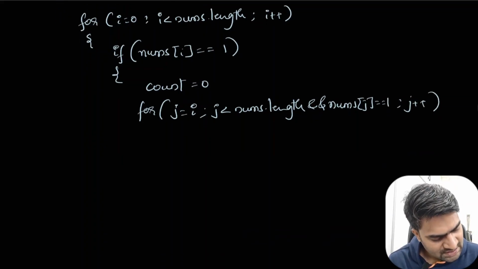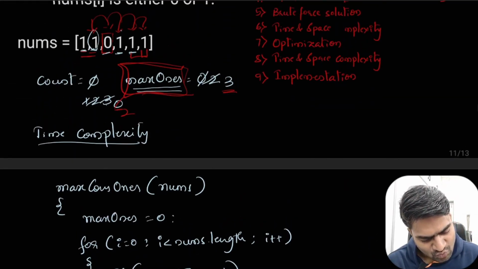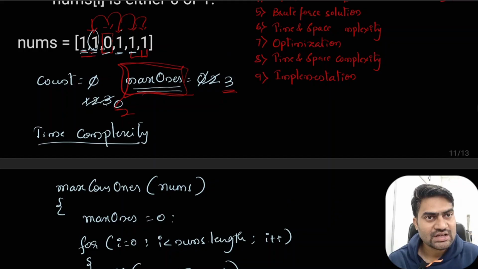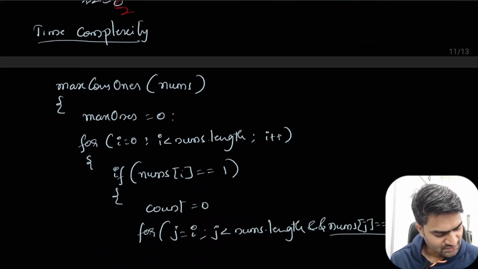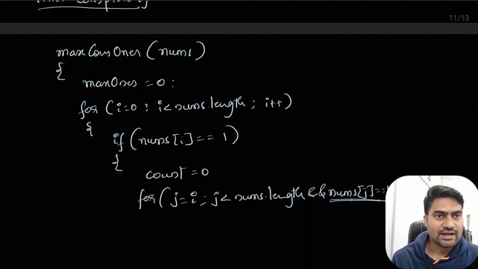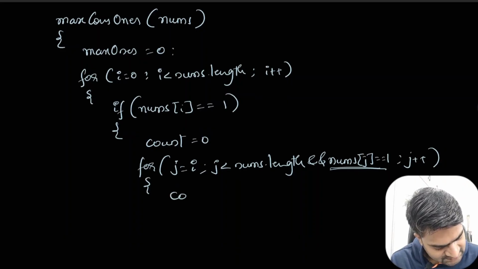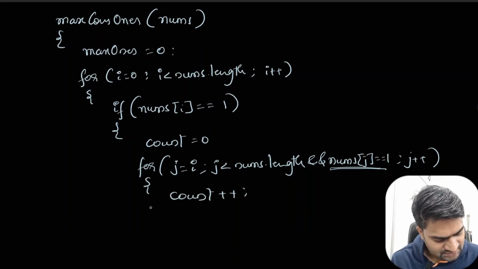So why nums of j equal to 1? Because we moved from here till here until the value is only 1. Till that point we moved. After that, we will stop whenever we get 0. That's why we also check along with j less than nums dot length, either j is exhausted or, until we get 1, we will continue. After that, we will stop, and then we will simply increment the count.